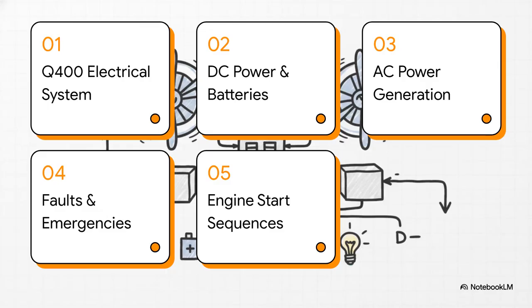So here's our flight plan for this session. First, the Q400 electrical system as a whole. Then we'll break down DC power and batteries, move into AC power generation, tackle system faults and emergencies, and finally wrap up with engine starting sequences. We're using a top-down approach, starting with the macro architecture and flowing right into practical panel procedures.